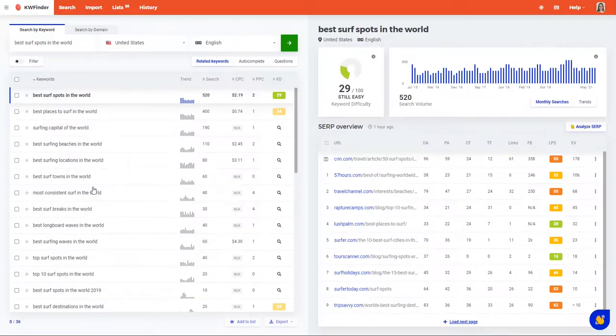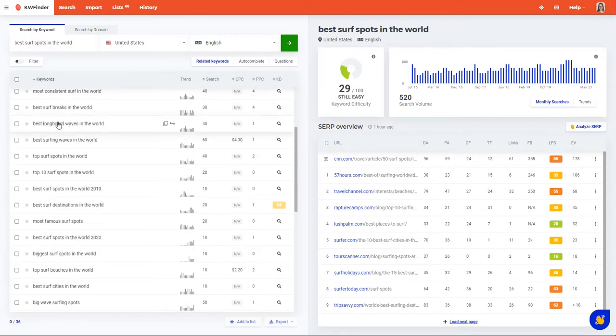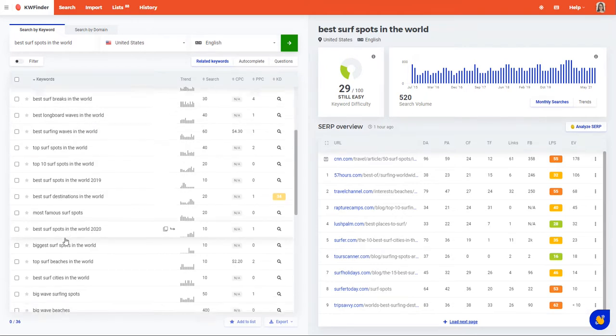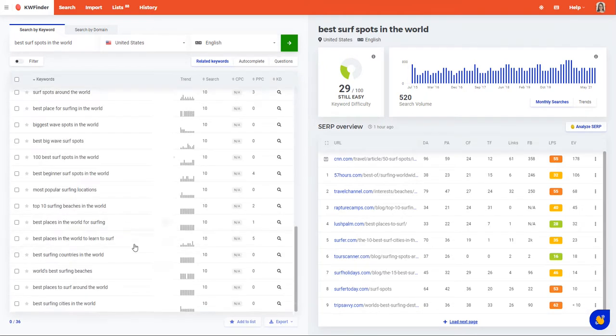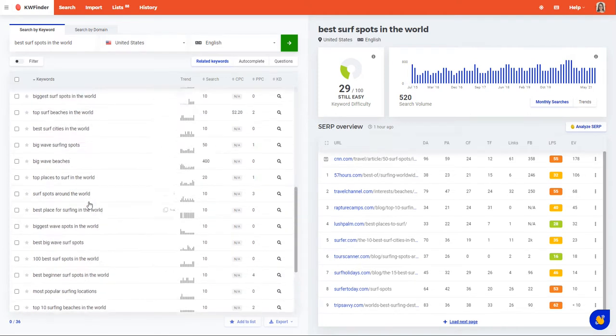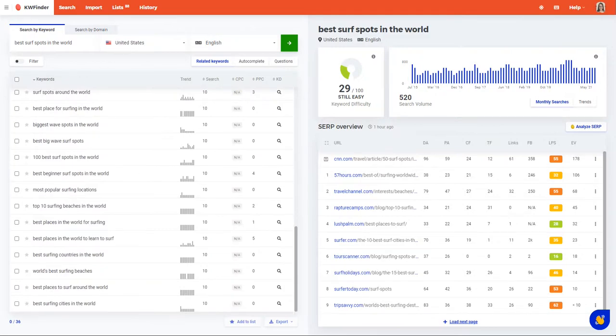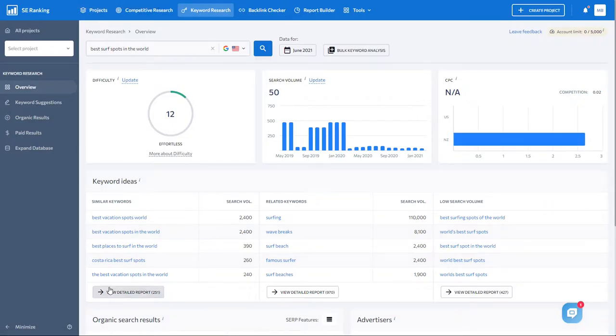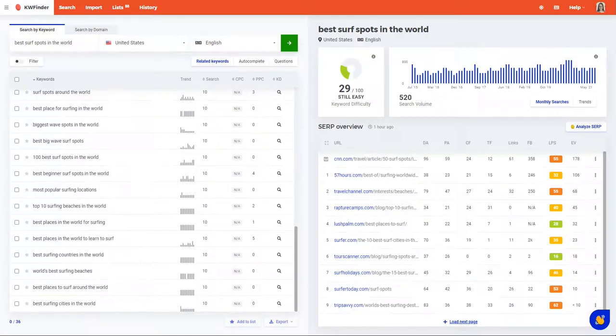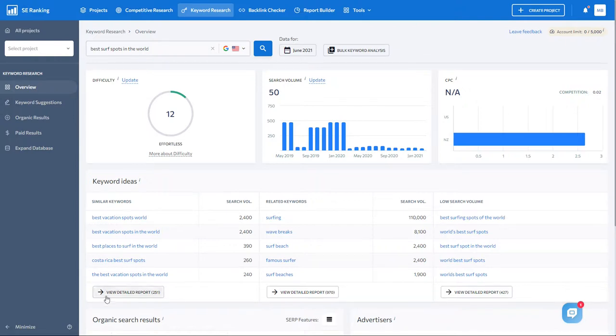So, we've got on KWFinder 36 related keywords. Surfing capital of the world, best longboard waves in the world, best surf spots in the world, 100 best surf spots in the world, world's best surfing beaches, best beginner surf. Yeah, so you know this is on point, but we've only got 36. So let's look here. We've already got 251 in the similar keywords. So we're already way ahead of 36.